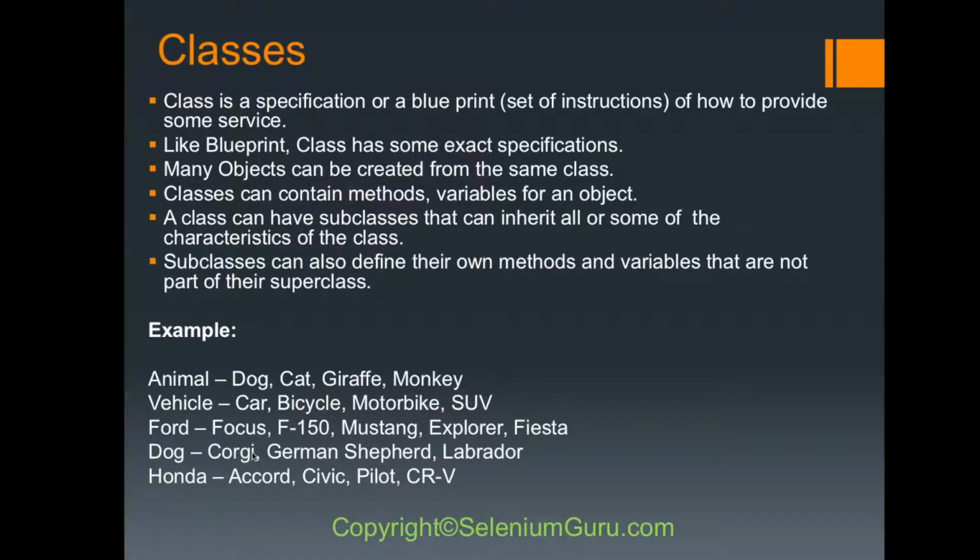Same thing with dog. You can have Corgi, German Shepherd, Labrador. They are all dogs, with similar characteristics to the dog parent class, however they might have their own different unique characteristics as well. Same thing with Honda. A Honda vehicle has different models: Accord, Civic, Pilot, CR-V, and so on. I can have a Honda class, which is kind of like a blueprint, and other subclasses or child classes: Accord, Civic, Pilot, or CR-V.